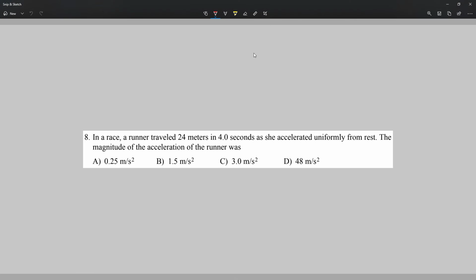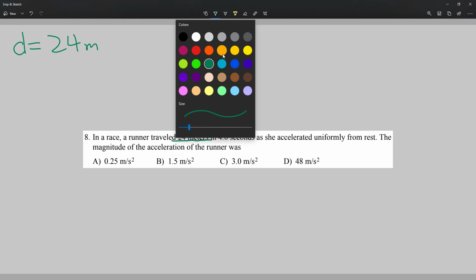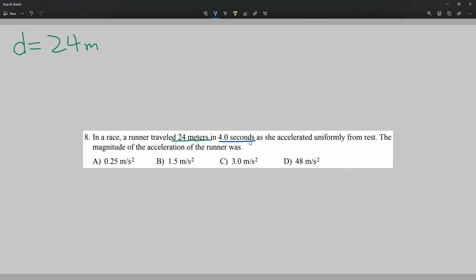Now number 8. In a race, a runner traveled 24 meters. Since it says meters, we know that's your distance or displacement, in addition to the context. So now I keep reading the problem. It says seconds, so we know that's time. So time is 4 seconds.